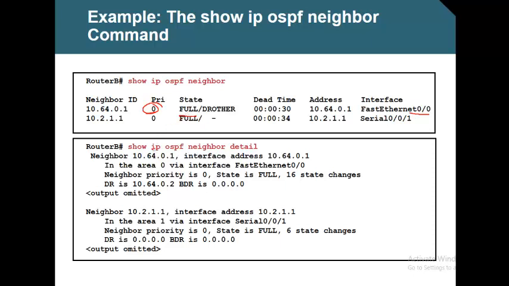And when you type the same show IP OSPF with the detail command, it'll show you much more detail. You see this particular neighbor learned via this interface belongs to area 0, which is not seen here. The area information is not seen here. And the neighbor's priority is 0, it's in full state. So far 16 state changes have happened. And the DR is the one with this address; there is no BDR.